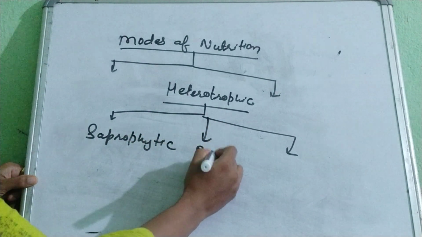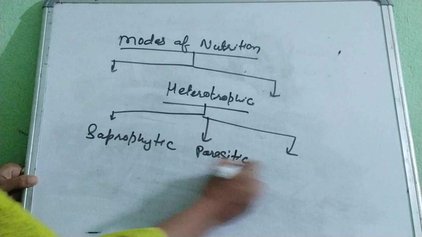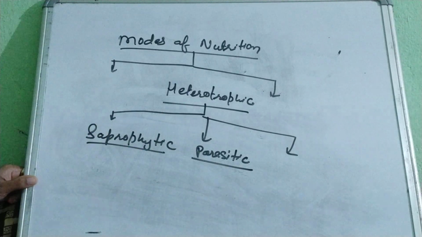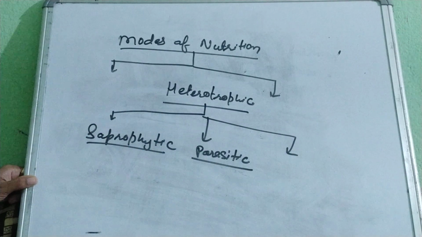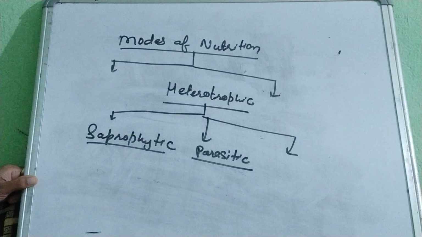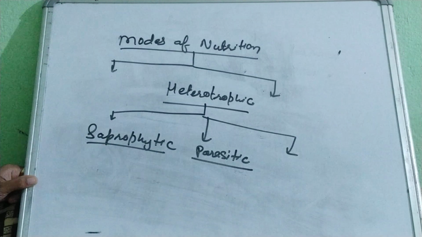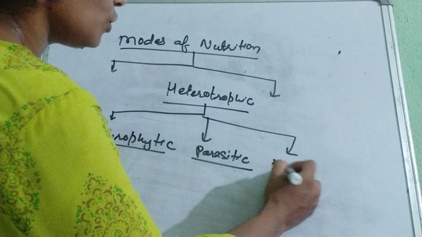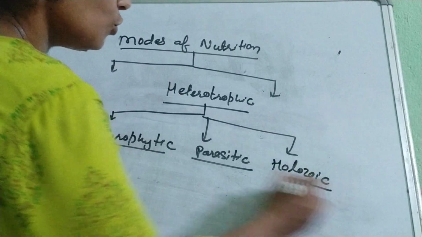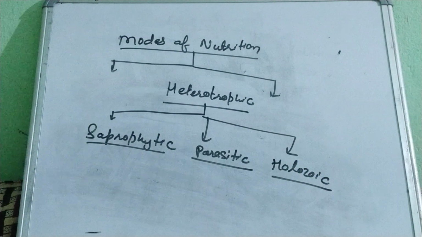Second is parasitic. First is saprophytic, second is parasitic, and the third you can say is holozoic. What is it? Holozoic nutrition. Holozoic. Okay. Now see, bache.